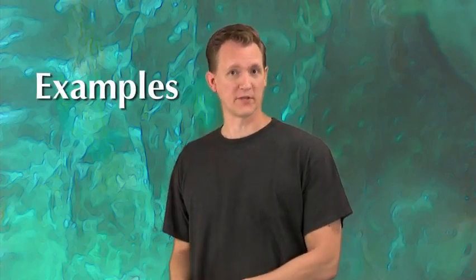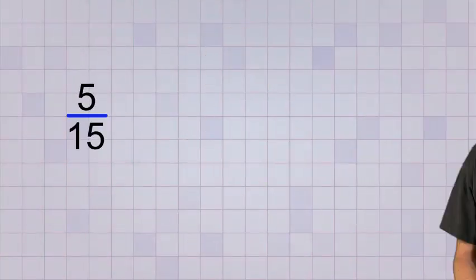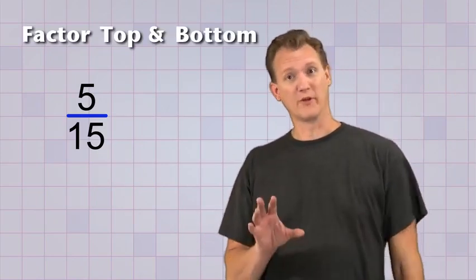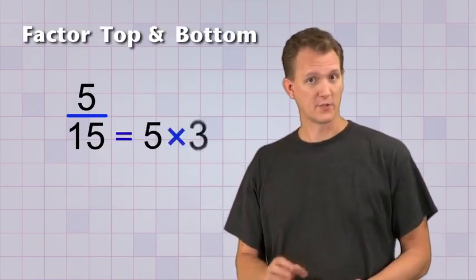In this video, we're going to see a couple examples of how we can use that procedure to simplify fractions. Let's start with an easy one. Let's simplify the fraction 5 over 15. Step 1 is to factor the top and bottom numbers. So, we know that 15 factors into 5 times 3.